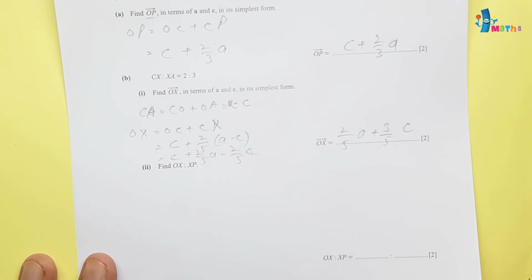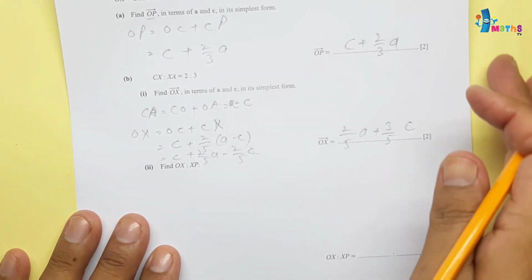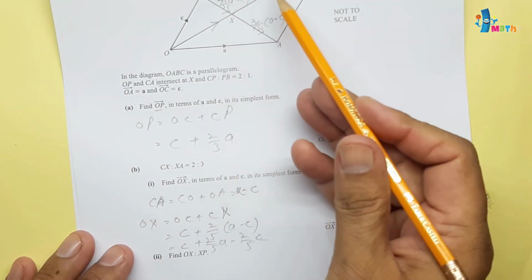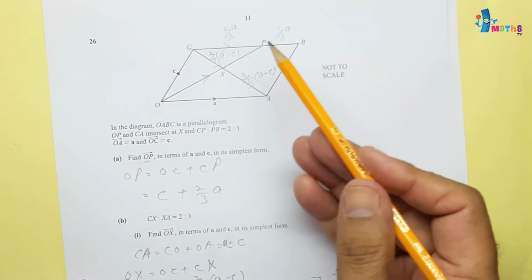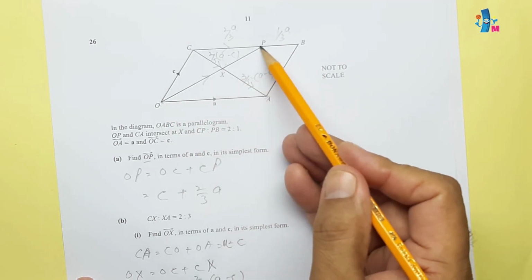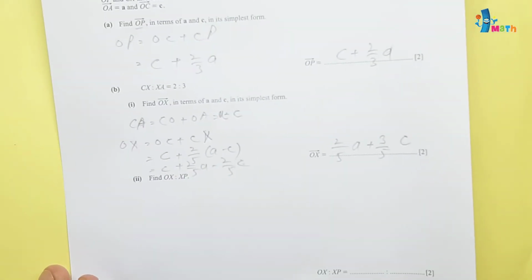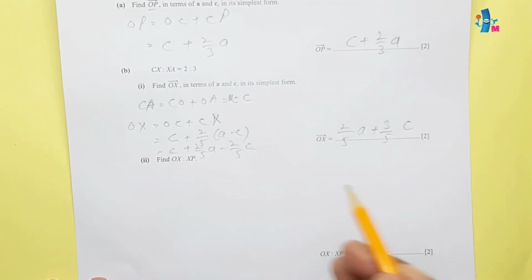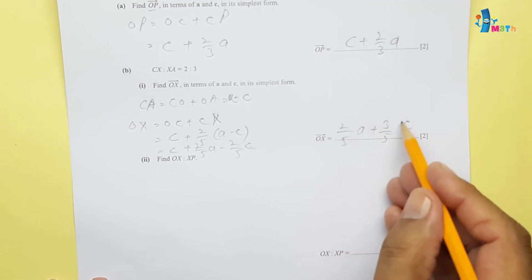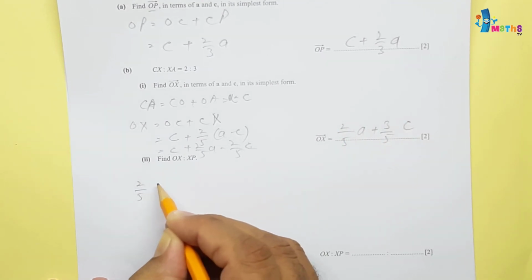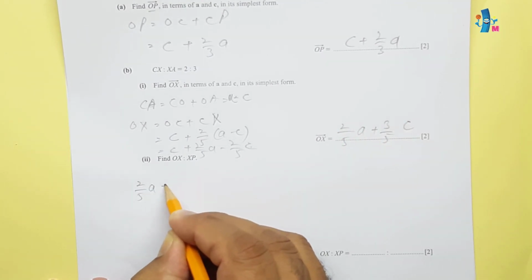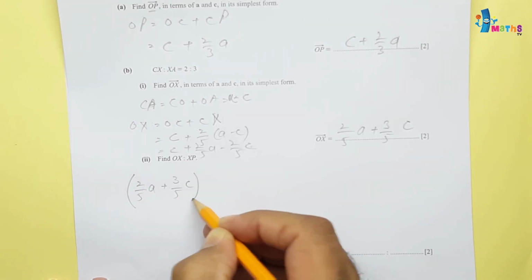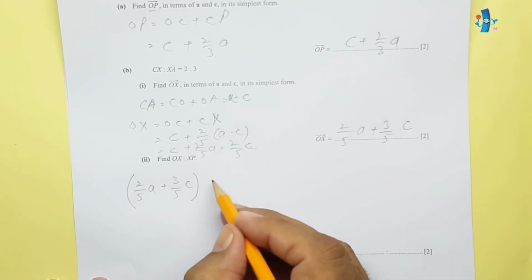Now this second part is a little tricky. So they are saying OX ratio XP. Okay, so OX ratio XP. We have to find this ratio. So we will take OX, which we found over here, which is 2 by 5 A plus 3 by 5 C. I'll put it in brackets. This is the value of OX which we found.